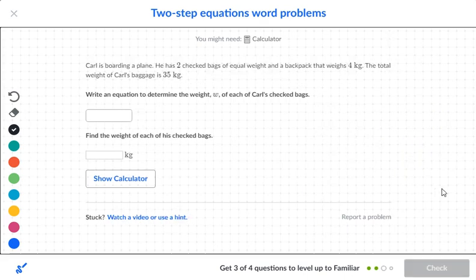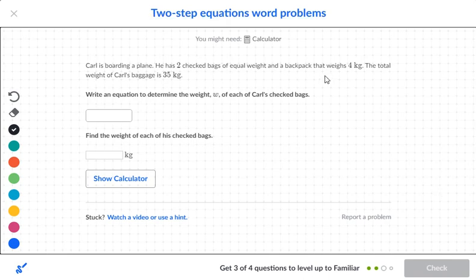Okay, next question. It says Carl is boarding a plane. He has 2 checked bags of equal weight and a backpack that weighs 4 kilograms. The total weight of his baggage is 35 kilograms. So again, Carl is boarding a plane. He has 2 checked bags of equal weight and a backpack, and the total weight of Carl's baggage is 35.